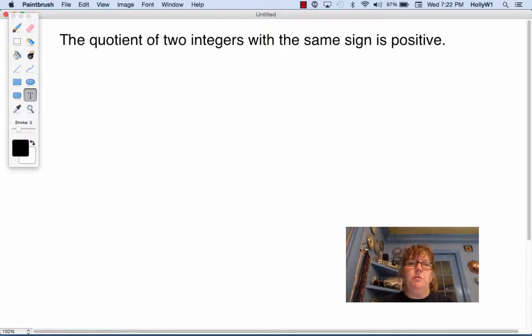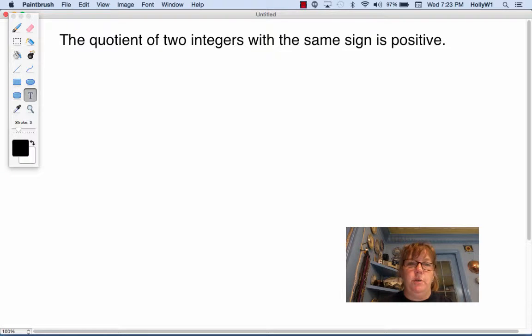Hi, and welcome to the lesson for 1.5, Dividing Integers. So we did the activity where we looked at that table to see what happens when you divide integers with the same signs and with different signs and how that all worked. So today's the day that we put it all together and make it formal.